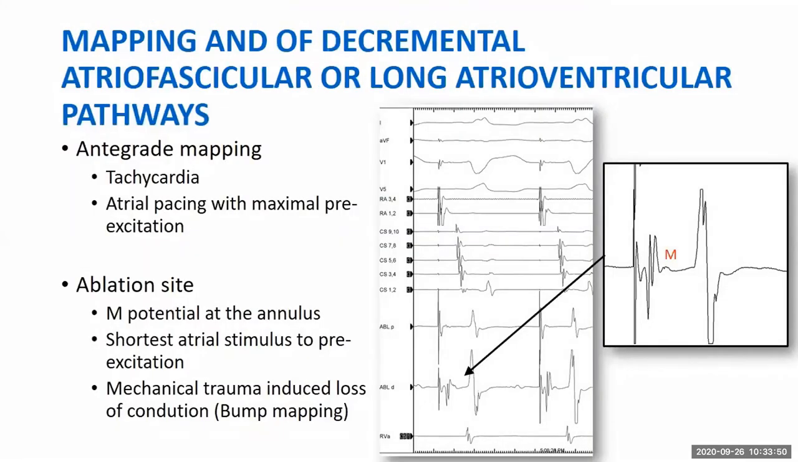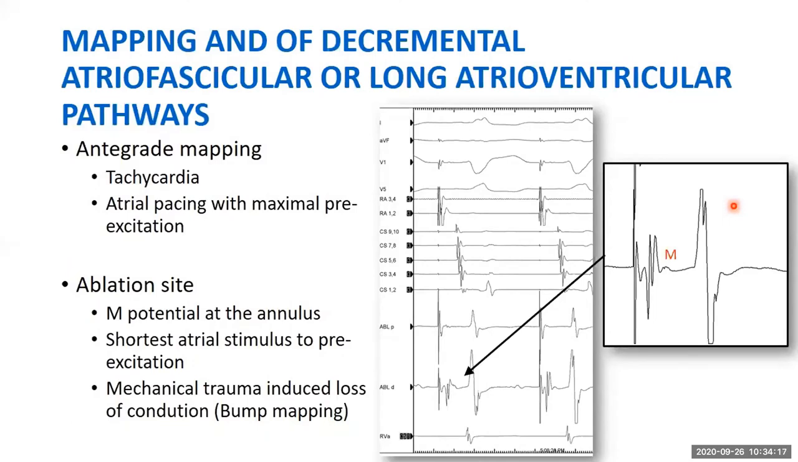With regard to mapping of a decremental atriofascicular or long atrioventricular pathway, the approach is slightly different from that of a short AV pathway. Mapping during antegrade conduction is done, as the pathways are usually exclusively antegrade conducting only. Mahaim potentials are small amplitude signals at the annulus which arise on the pathway. These are targeted for ablation.